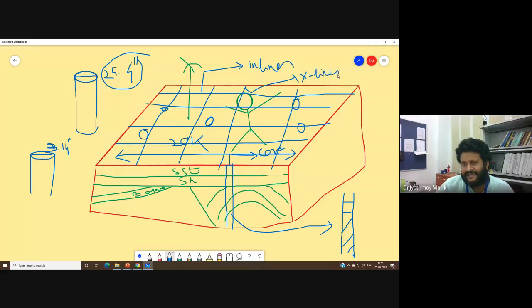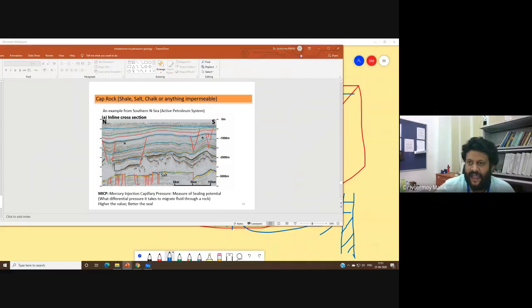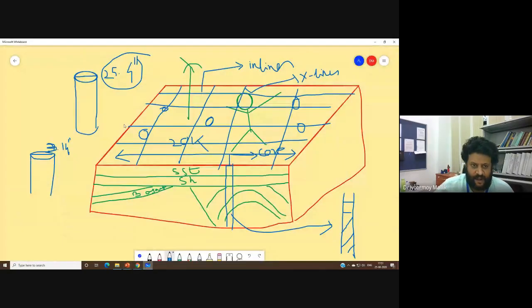Along all the inlines and crosslines, I want to actually image the subsurface, right? And how would I image the subsurface? We generally take images, and these are called acoustic images. Acoustic images means, suppose this is point A and then point B. I send from point A some sort of acoustic signal.